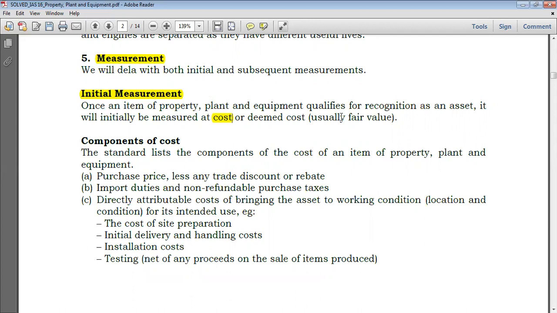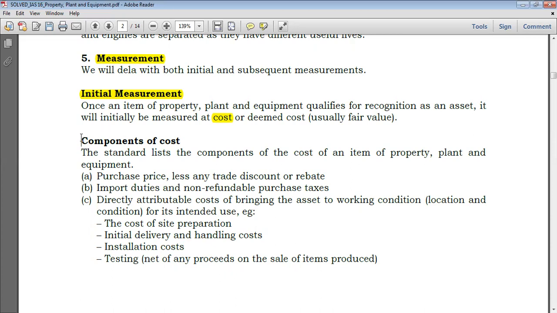There are several ways of acquiring an asset. You may acquire an asset through exchange. You give a machine, you obtain something else. And so for the asset that you have received, you won't have incurred a cost. You have exchanged something. So if fair values can be used, you have to use the fair value of the asset given up and consider it to be the cost. That's why you say deemed cost.